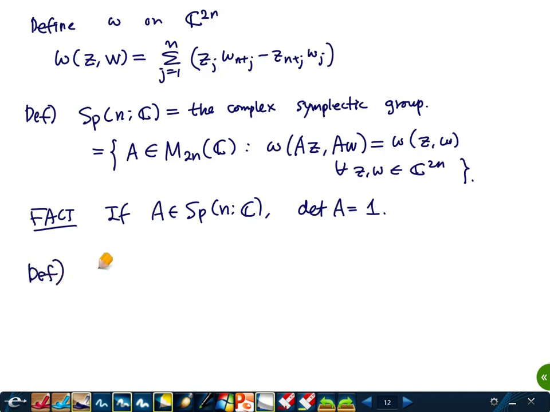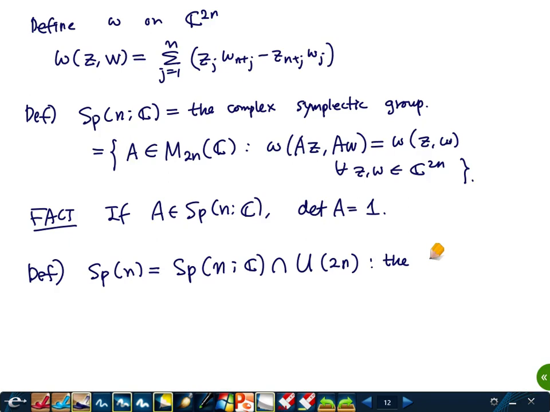And finally, we define one more group, SP(n). So we don't put R or C, just SP(n). This means the complex symplectic group intersect unitary. Notice that when you are dealing with symplectic stuff, the dimension is always even, so we just write n. But for unitary we have to write 2n. And this is called the compact symplectic group.